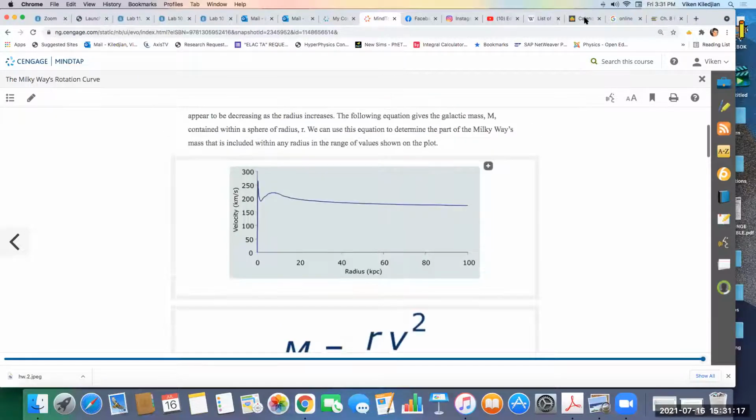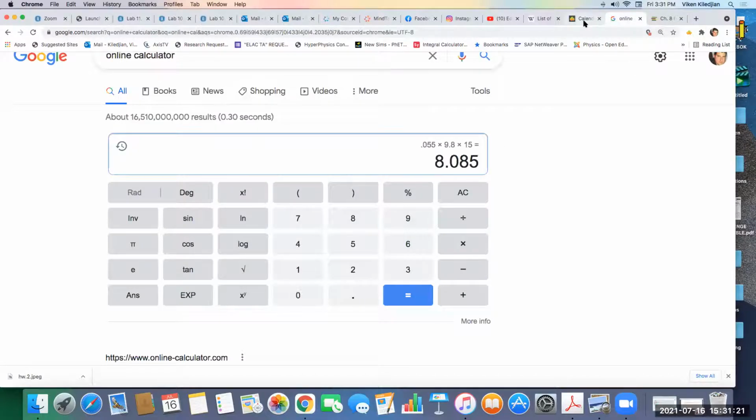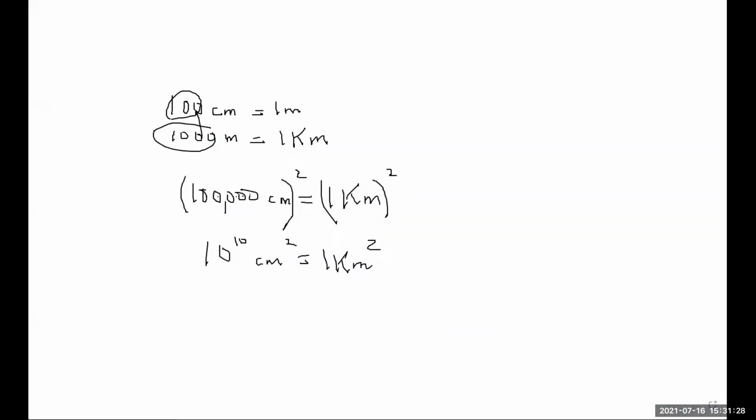Let's write this out. We need to see this so you see how the units work out. So then the equation is going to be m r v squared over g. So the equation is m is equal to r v squared over g.